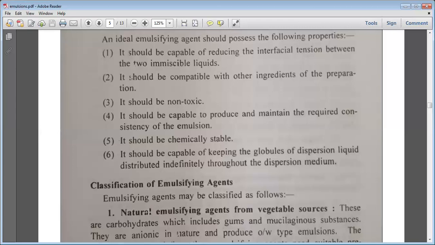So this is about the introduction of the emulsion, its classification, the classification of the emulsifying agent, the HLB value and its importance, and the ideal characteristics of the emulsifying agent. I will continue the classification and the detailed explanation of the emulsifying agent in the next class. Until then, please keep this emulsion topic as an assignment and submit it once the college reopens. This is a very important topic for your final examination as well as for the sessional examination.